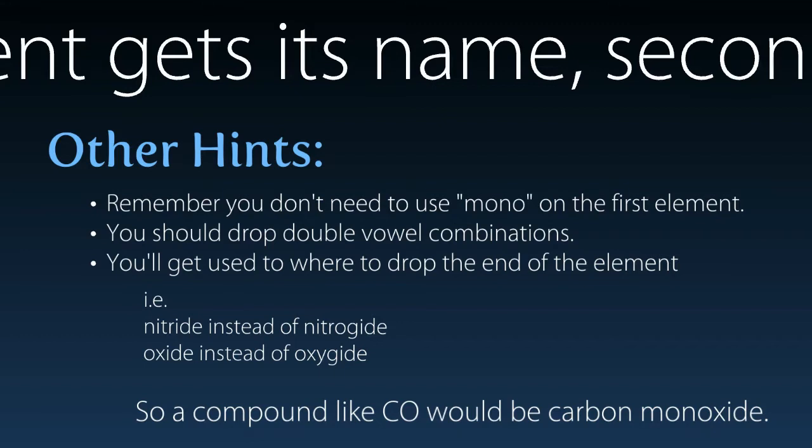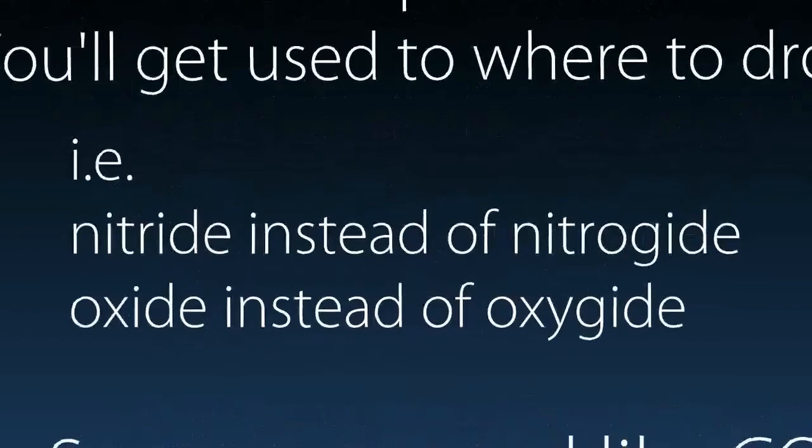Okay, so we have a compound like CO, and that would be carbon. We name the first one carbon, and then for the second one, we put a prefix on it, mono, and then we give it the IDE ending: monoxide. So carbon monoxide. There you go. All right, pretty easy there, and we have that solution.